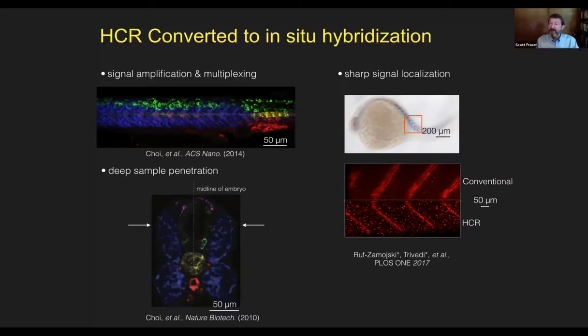We also find nice linear gain, which means that unlike conventional in situs, where dim things are often lost, you can see the nascent transcripts that are being generated in the individual nuclei that are lost in the conventional in situ on the right. If we look at the HCR just below that, you can see that the dots in the nuclei capture the relatively dim and nascent transcripts that are in the nuclei.